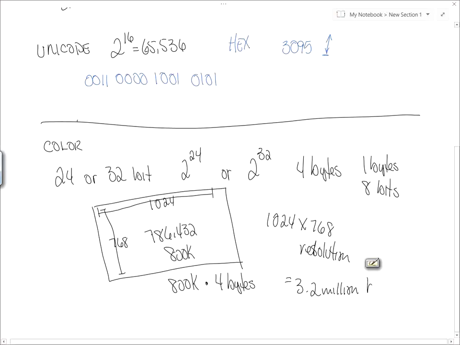3.2 million bytes. That means the file size is 3.2 megabytes, right? Or a 3.2 meg file. So color is represented in the same method as letters and symbols are. So what if I wanted to expand this out to video?